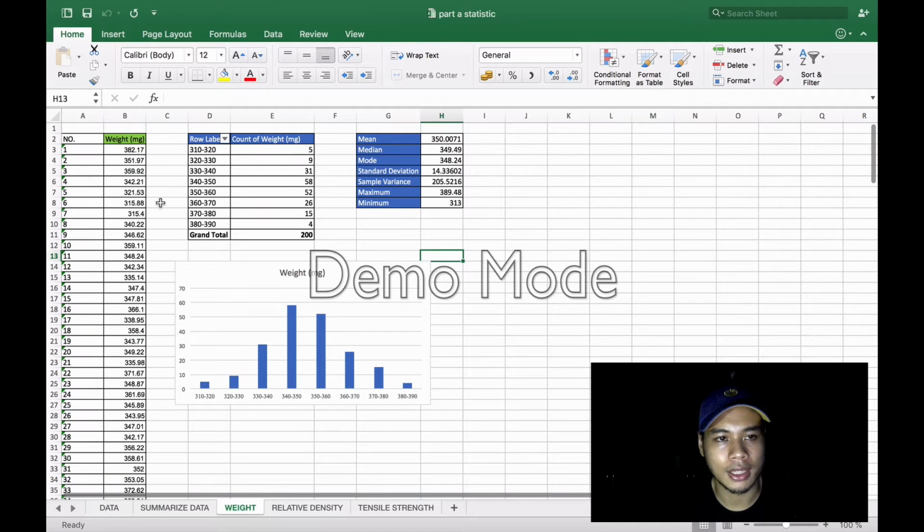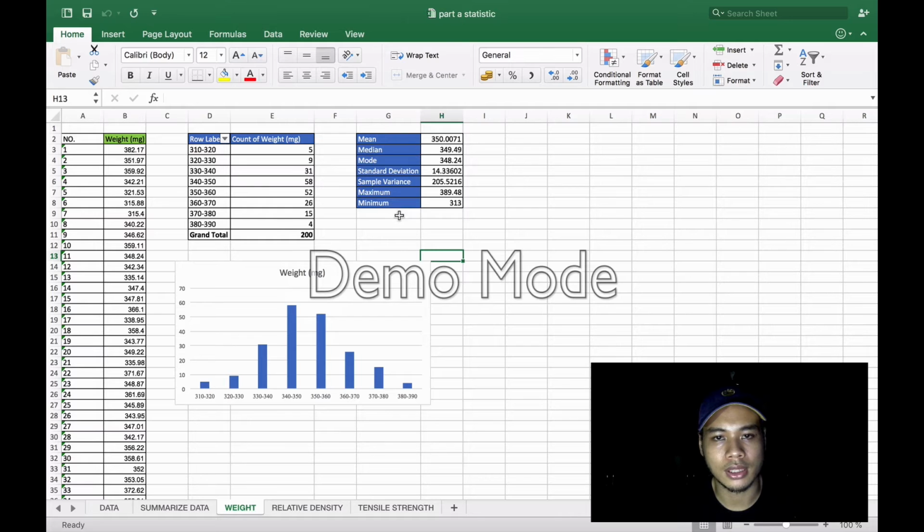To make it easy, I will focus on the weight first. So this is the tabular form. I group it into 310 until 320, 320 until 330, until 380 till 390. We can see the difference here is 10, 10, 10 until here 10. After I make this table, I can plot the bar graph. Here we can easily see that the highest count is 340 until 350, which is 58.